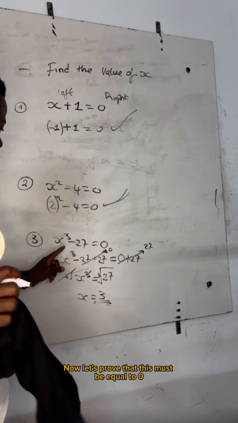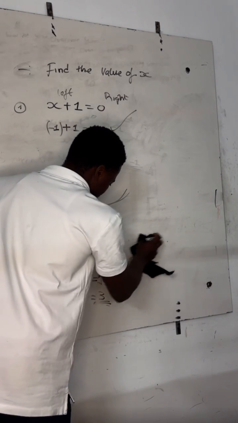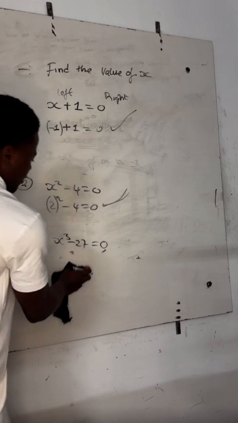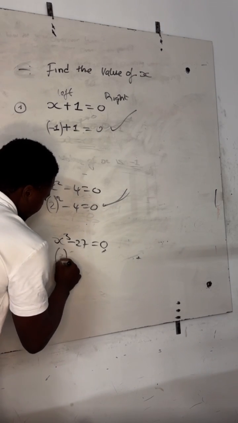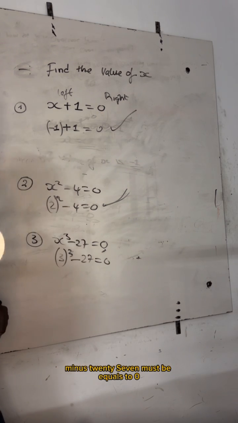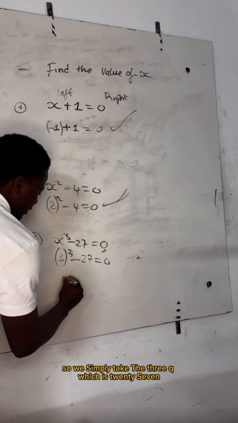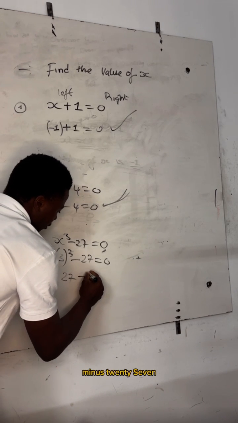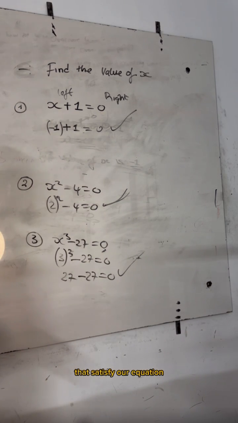Now let's prove that this must be equal to 0. So let's cancel this out and take the 3 which we have gotten. This is 3 cubed minus 27 must be equal to 0. So how can we maneuver this? We simply take the 3 cubed, which is 27, minus 27 is equal to 0. That satisfies our equation.